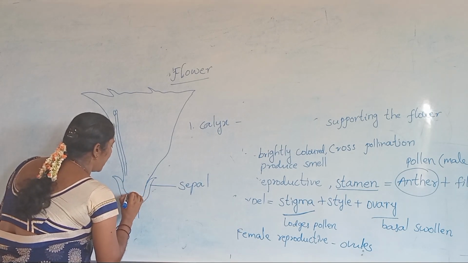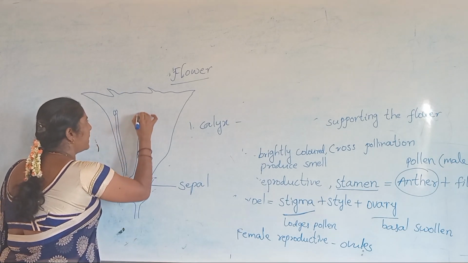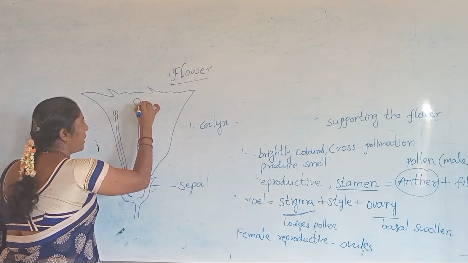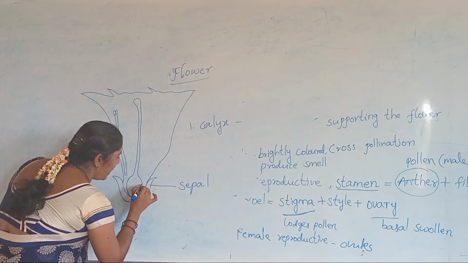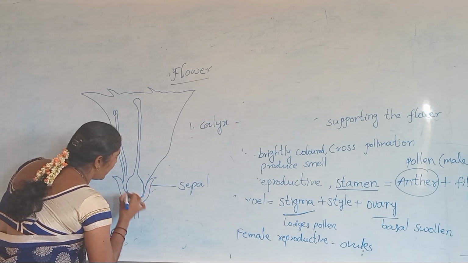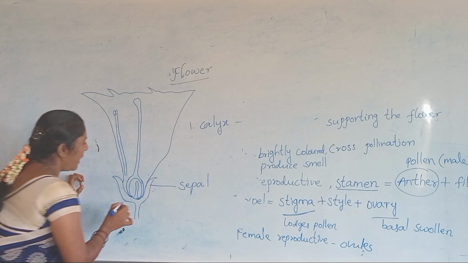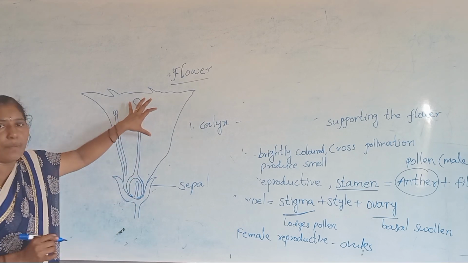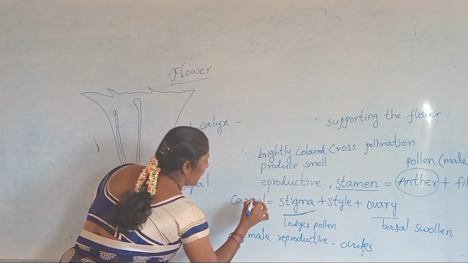And next, in the third whorl, gynoecium is present. Gynoecium is the female reproductive part of the flower. Inside the gynoecium there are carpels.